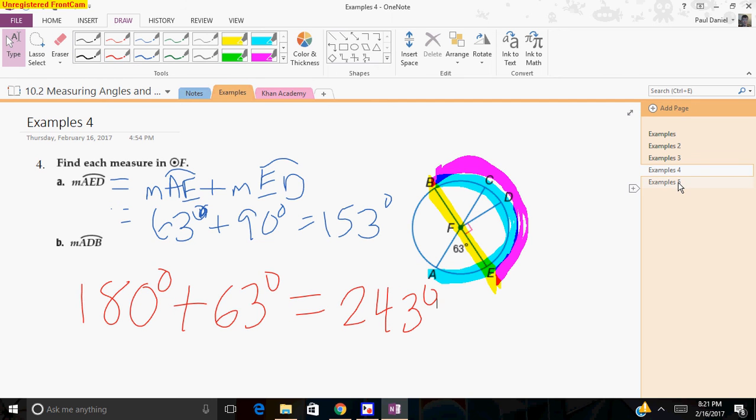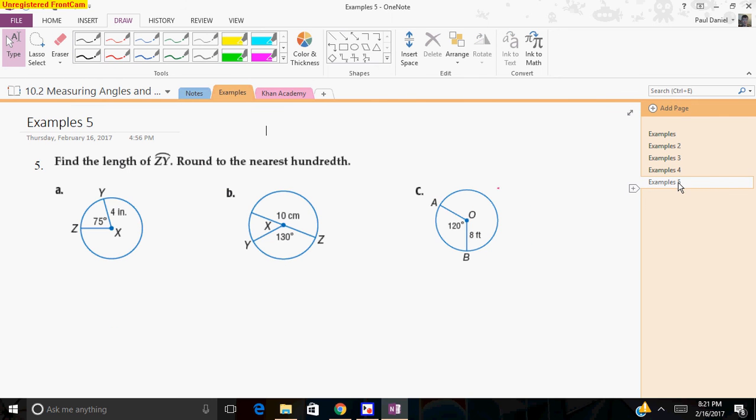Alright, so that was fun. On to example 5. This is where we're going to start talking about arc length. I want to find in each one of these circles, I guess except for the last one, I'll have to apologize. I stole some of these examples from another person, and I didn't realize that example C did not have an X or a Y in it, or a Z or a Y, excuse me. So we're just going to pretend that A is a Y and B over here is Z when we get to C.